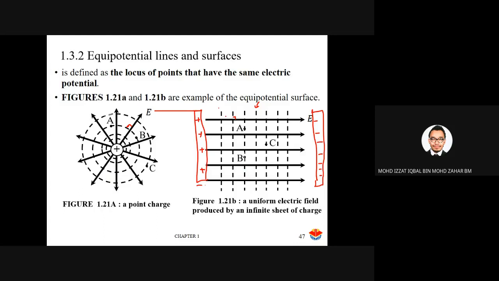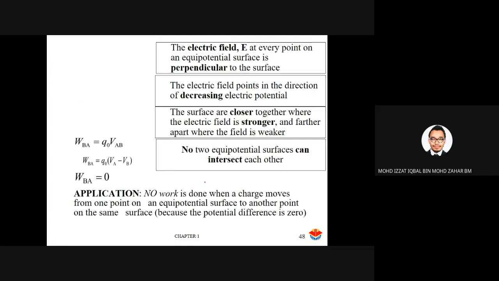Okay, and equipotential line, since this one is a uniform electric field, the equipotential also has uniform spacing. For this one, it becomes circular, at 90 degrees to the electric field. These are the characteristics: perpendicular to E, and where the potential decreases closer together, it means stronger. No two equipotential surfaces can intersect each other. This is another important thing.